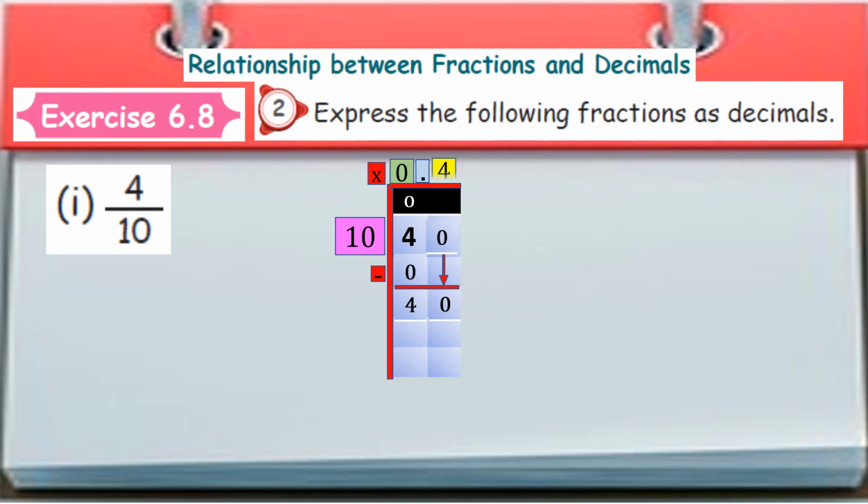So 10 4 times 40. Now we can cancel it. After subtracting 40 minus 40, answer will be 0. So now we tallied, isn't it? Look at the quotient, 0.4, right? That's what we have to write.